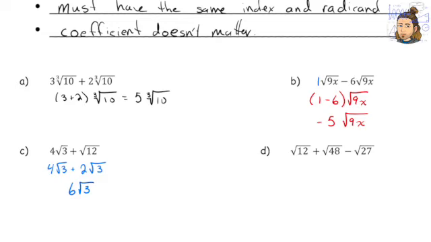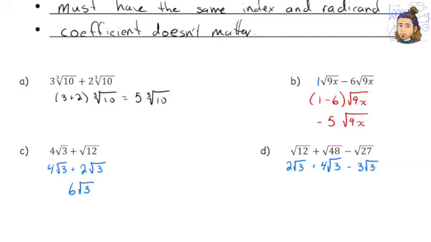So we'll go ahead and simplify this first. All right, root 12 is 2 root 3. We just did that one. Square root of 48 gives us 4 root 3. And the square root of 27 is 3 root 3.